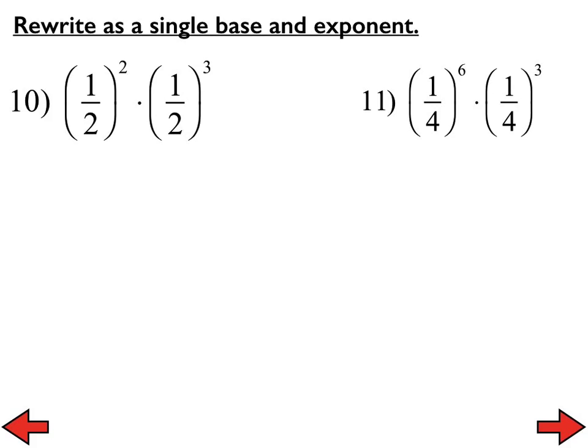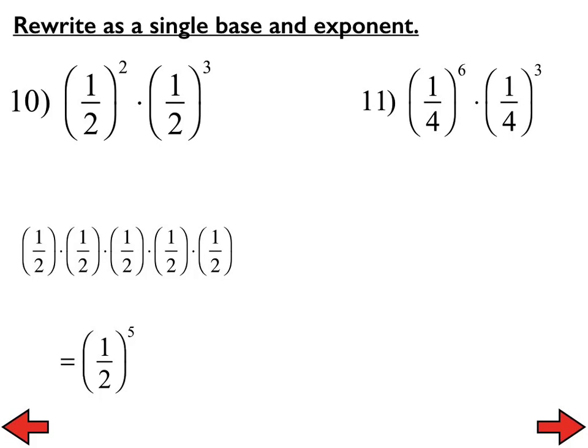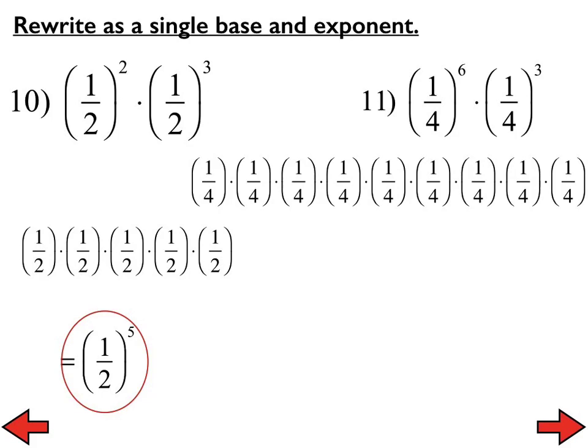How many halves are being multiplied together in all? 5. So this would be 1/2 to the 5th power. Leave it in parentheses. Number 11 is 1/4 to the 9th power. Very good. You must have the parentheses, not an option. Any questions about this part?